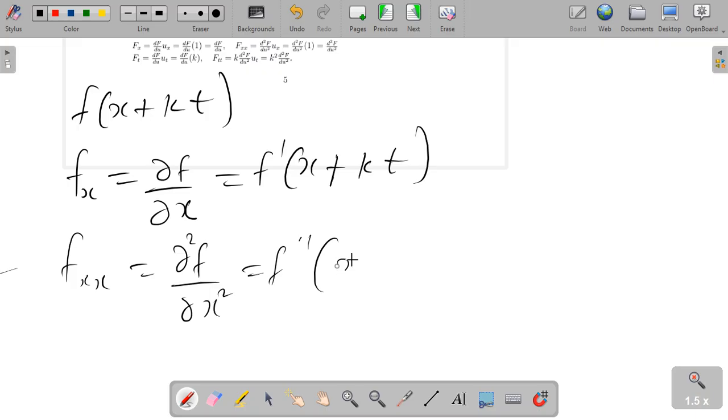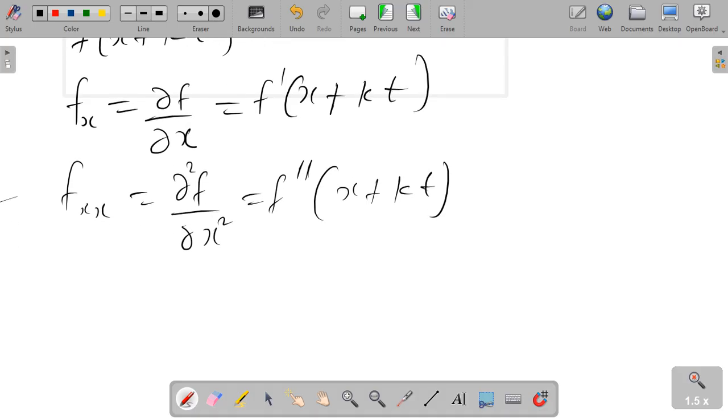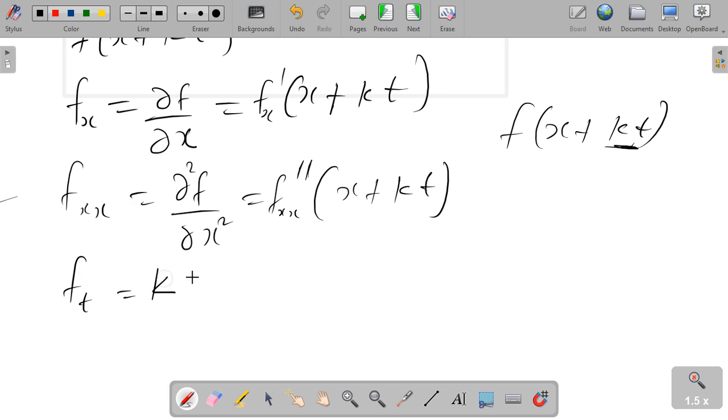Okay, so now let us go to t. For t, f of t will give you the prime here. Don't forget it should have x here. So differentiate f of x plus kt. Differentiating kt, you are having k, so you bring it to the back, it's going to give you k times f of x plus kt. This is what it's supposed to give us.